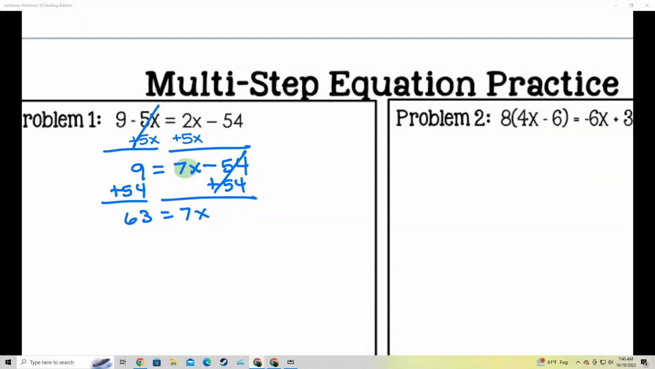We're going to do the opposite now because I'm trying to get that x by itself. That says times 7, so we're going to divide both sides by 7. These are going to cancel. I get 9 is equal to x.